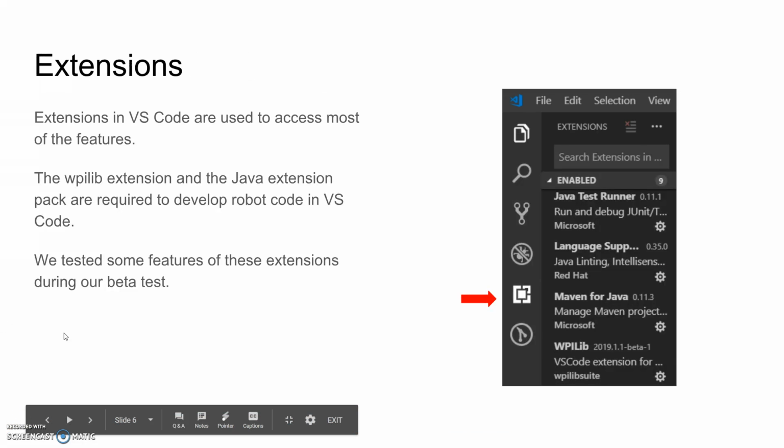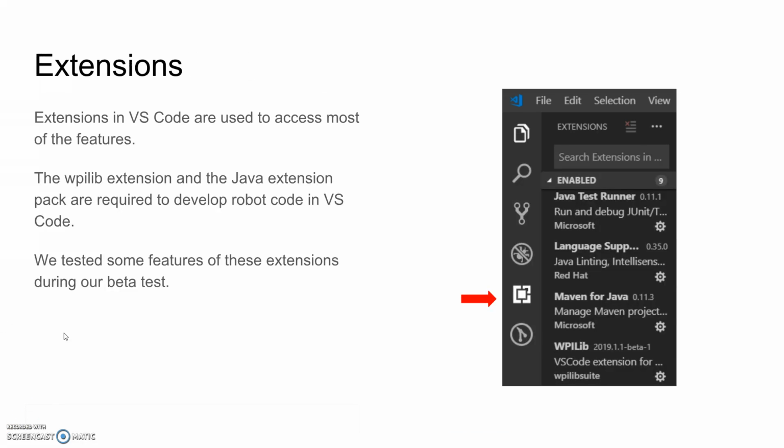Okay, so this is what I was talking about in the terminal side, and as you can see, you can use extensions, which are used to access most of the features. And these were helpful when we were beta testing, but before we had to beta test, we needed some required extensions in order to program in general, like the Java extension pack in our case, and the WPILib extension. And we tested some of these features during our beta test.